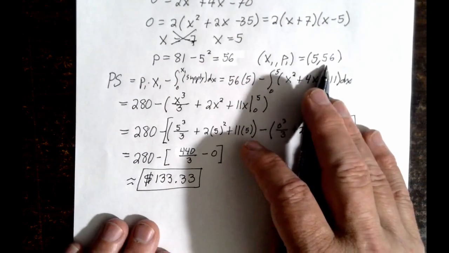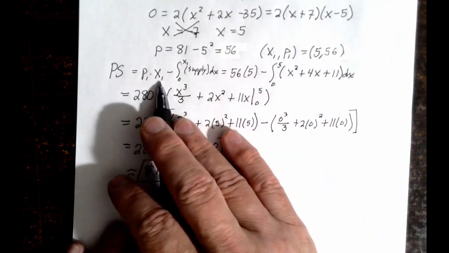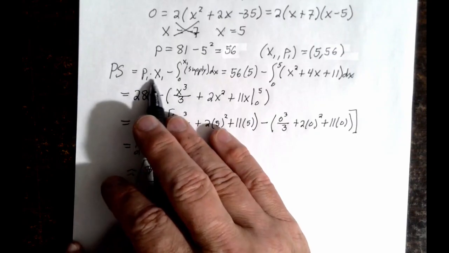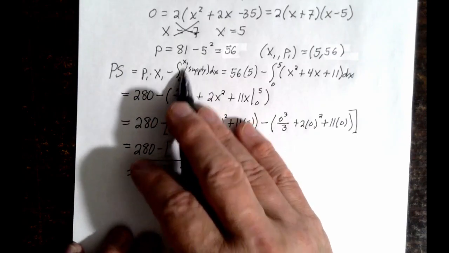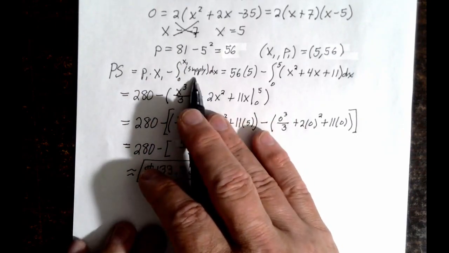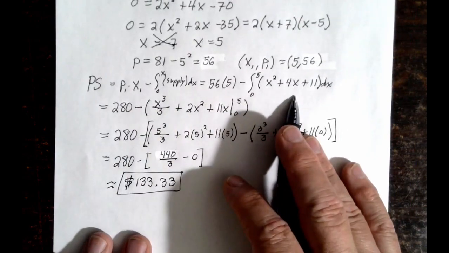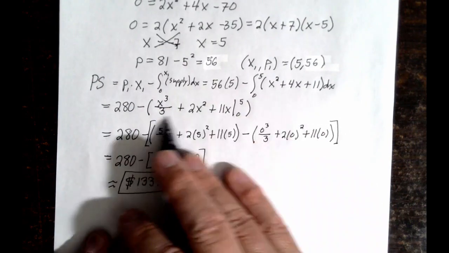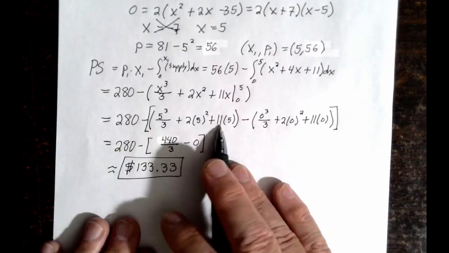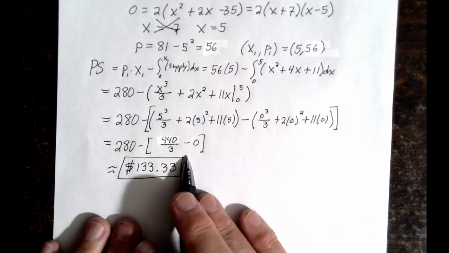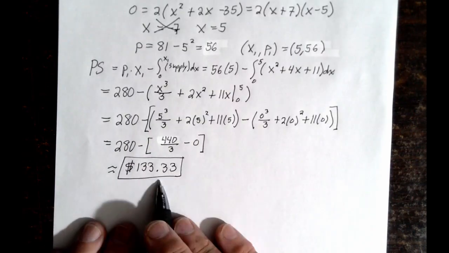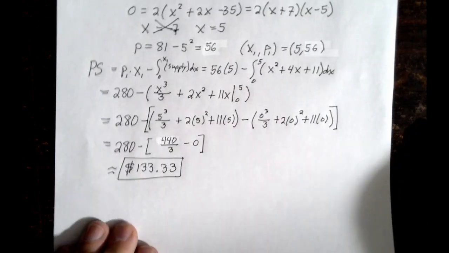So now you've got your equilibrium point, which you're going to need when you integrate here. You multiply p times x, and you use x here for your limit of integration. You plug in the supply function that we're given here. When you integrate, you get this, and now you plug in 5 and you plug in 0 and subtract. Then you get 280 minus that, which is 133.33.